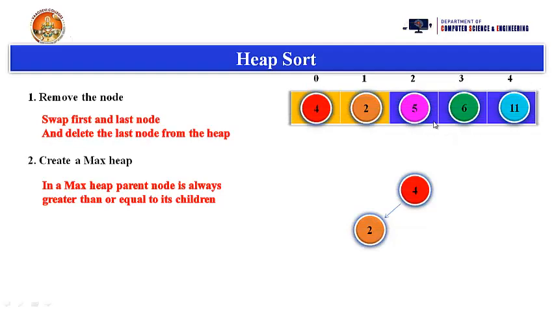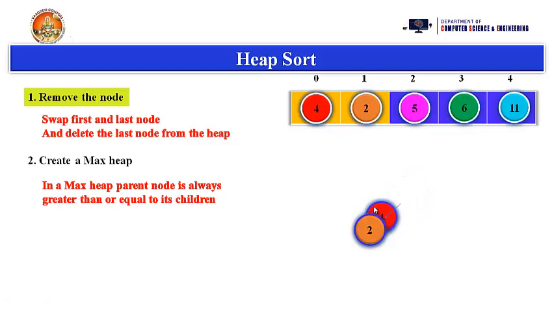So we have sorted elements 5, 6, 11 and the tree consists of 2 elements. Now we need to sort these 2 elements. So take the first step, remove the node. We need to swap the first and last node. The tree consists of only 2 elements, so the first node is 4 and the last one is 2. Swap these 2 elements.